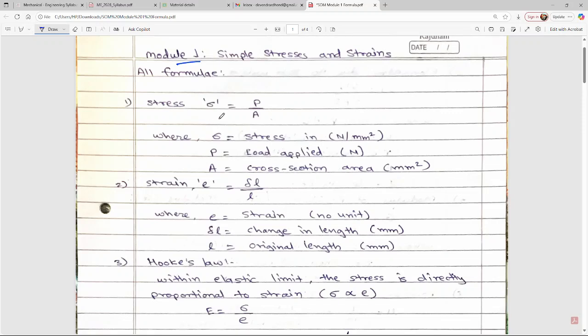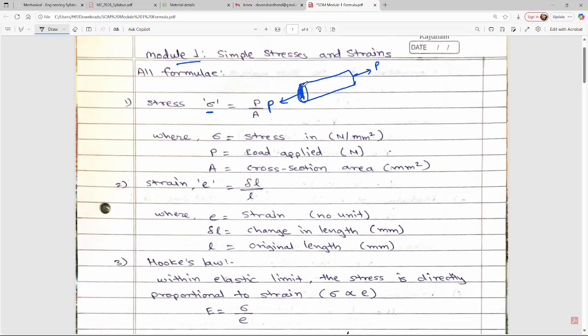Stress is denoted as sigma. P is the load applied and A is the cross-section area. When we apply a force on a cylindrical bar or any material, here we are applying a tensile force. This force magnitude is known as P. Then the area A is exactly the perpendicular area of that force.